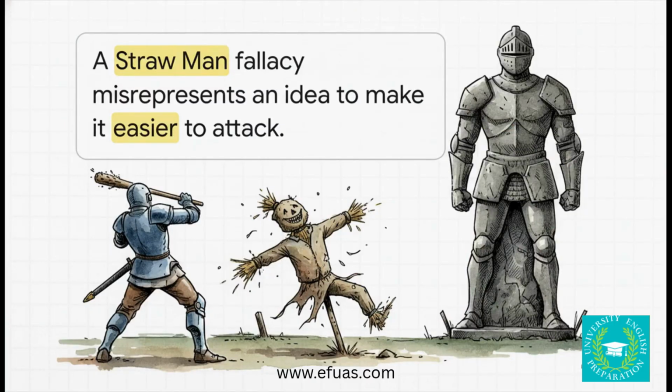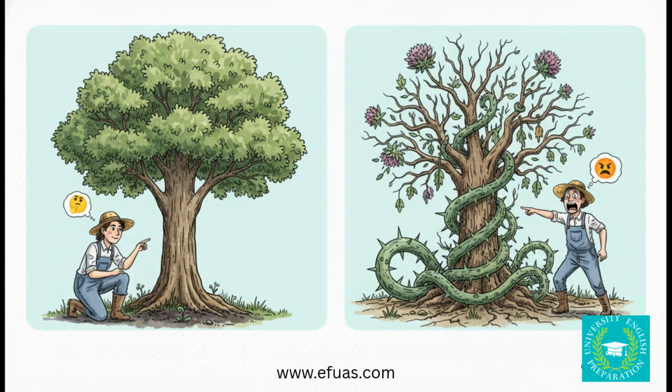It's where someone takes your actual argument, ignores it, and instead builds a really weak, fake version of it, like a man made of straw. And then they knock that fake argument down and act like they've won. It's way easier to fight a straw man than a real person, right? Look at how clear the distortion is here. The real argument is nuanced. Some social media can be harmful. The straw man version is this ridiculous extreme take. It should be completely banned. See? They're not even arguing against the real point anymore.